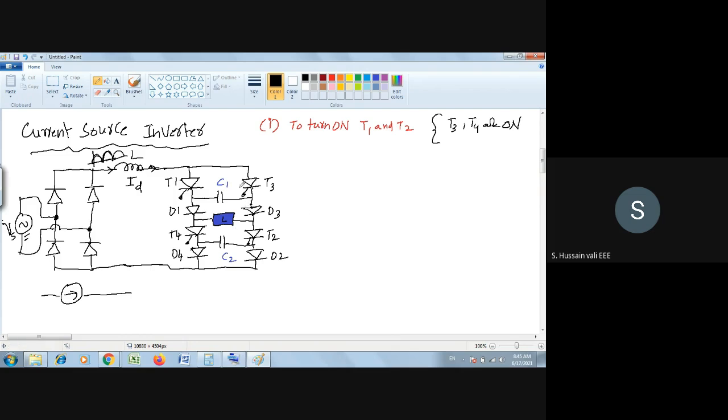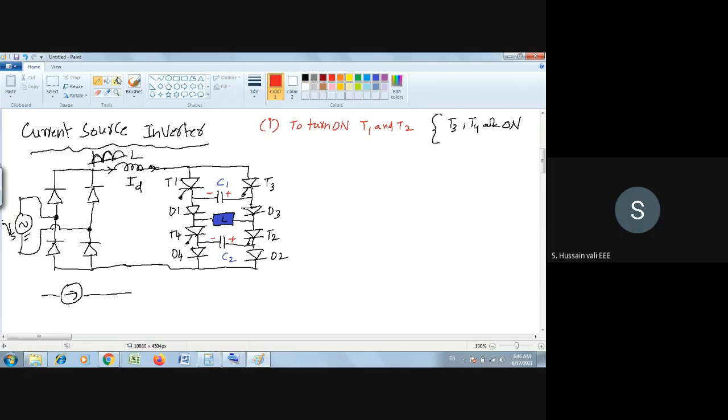One more thing: I will take the polarity of the capacitor as plus here, and at the end of the cycle you will know how this polarity comes. This is plus, this is minus. So it has some capacitor voltage. This is the initial status before I go to step number one. Step number one is to turn on T1, T2. But before this step, the present status is that T3, T4 are conducting, and the capacitors C1, C2 have this polarity.